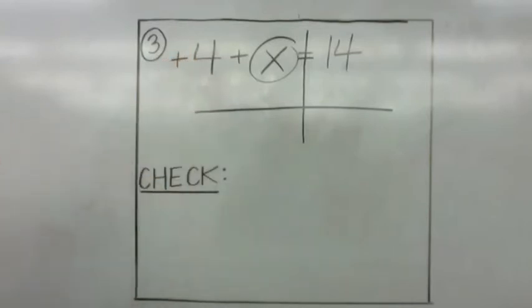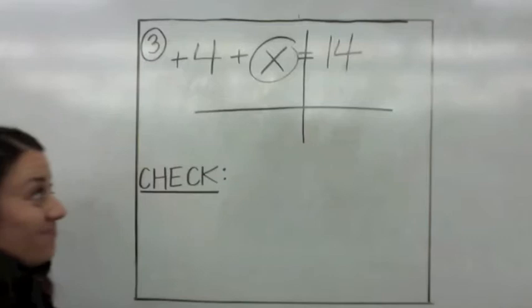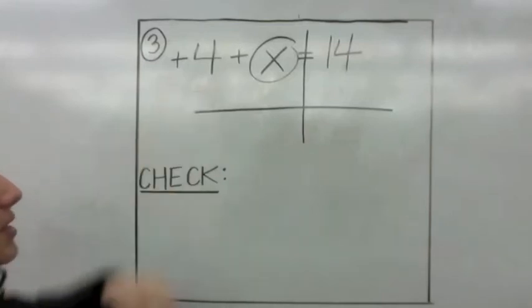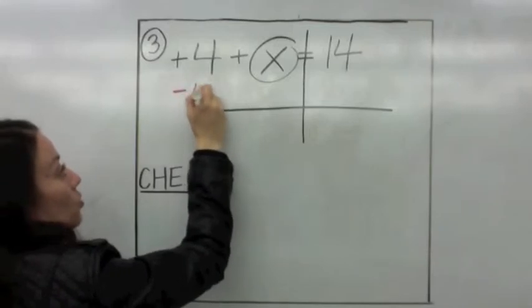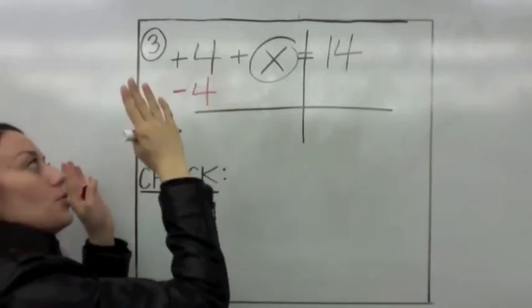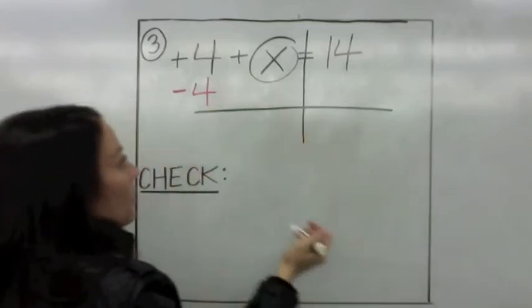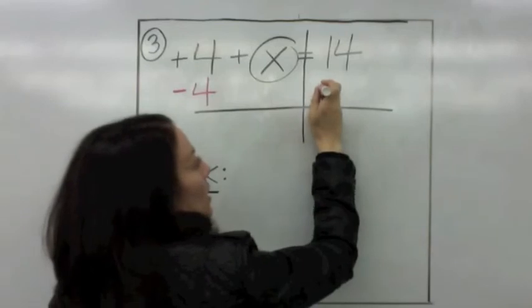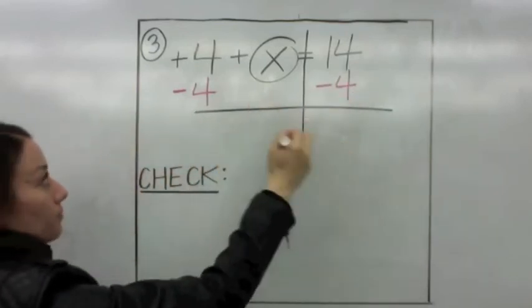That's a positive 4. So what is the opposite? Because you have to do the opposite to solve the equation. What's the opposite of positive 4? It's negative 4. So you're going to subtract 4 from one side. What you do to one side of the equation, you have to do to the other. Okay? So subtract 4 from this side and subtract 4 from this side of the T. There's two sides of the equation.